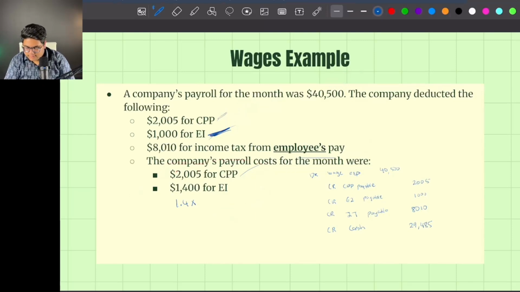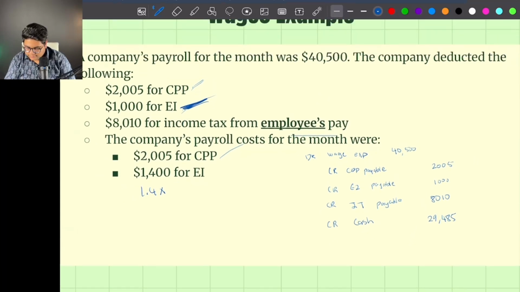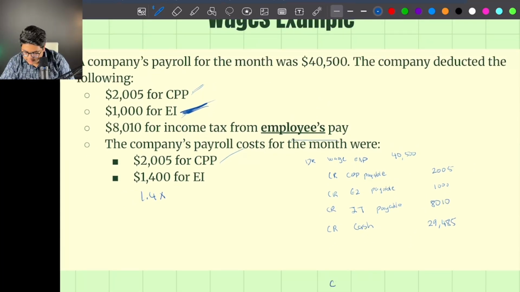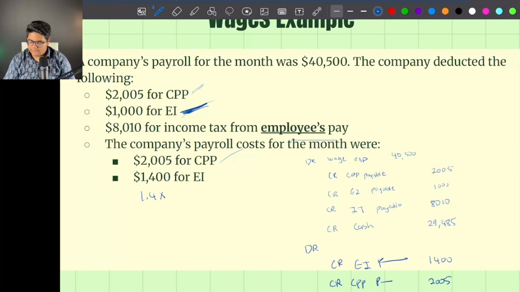What about this? So what we do for this is you already know that your CPP is a credit, right? Credit CPP payable for 2005. Credit EI payable for 1,400, right? So to add all of this up, you gotta have some kind of debit. This is just your benefits expense. That's what the account is named, and it's gonna be 3405.